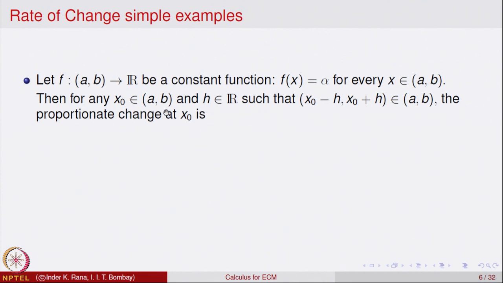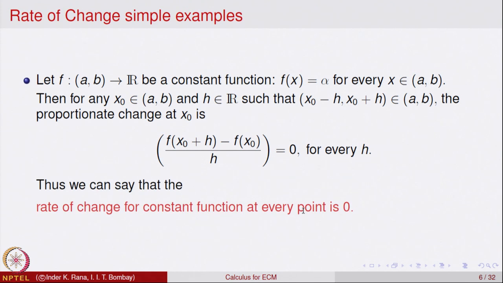So, at any point x naught, if I look at the interval x naught minus h to x naught plus h inside [a, b], then what is the proportionate change? The change in f, that is the value at the point x naught plus h minus the value at the point x naught, divided by the change in x. The change in the x coordinate is x naught plus h minus x naught, that is h.